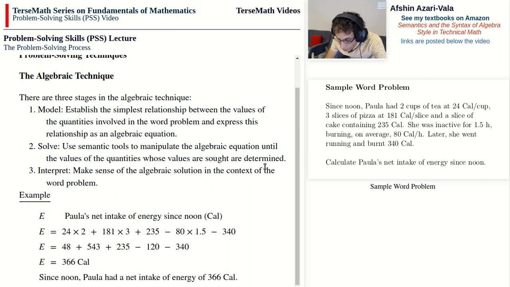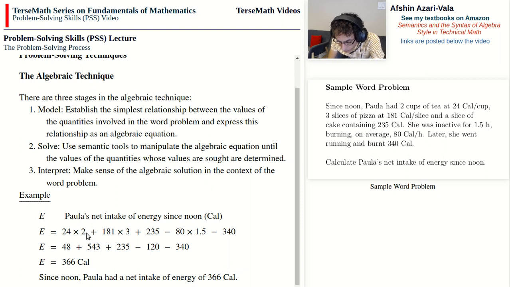E is here, 24, that's the value of a quantity, is here. 2, again, that's the value of a certain quantity, in this case number of cups of tea, is over here. And then we have 181. So you see, you can take a look at this equation, and for every number that I've used, you can find that number in the body of the word problem.